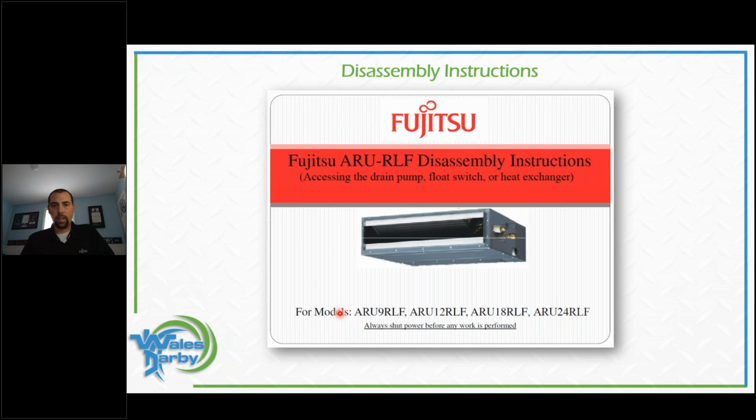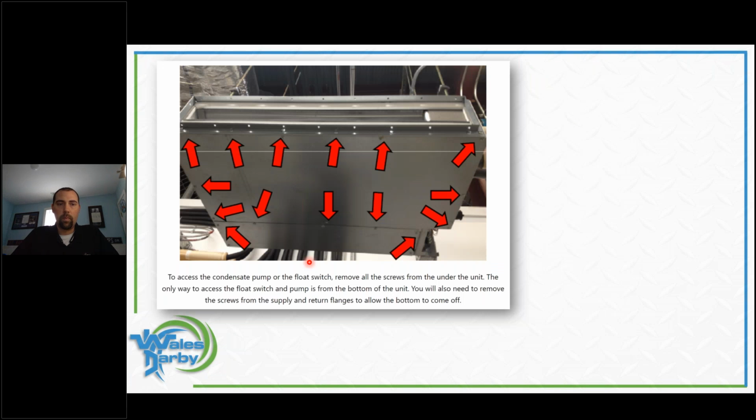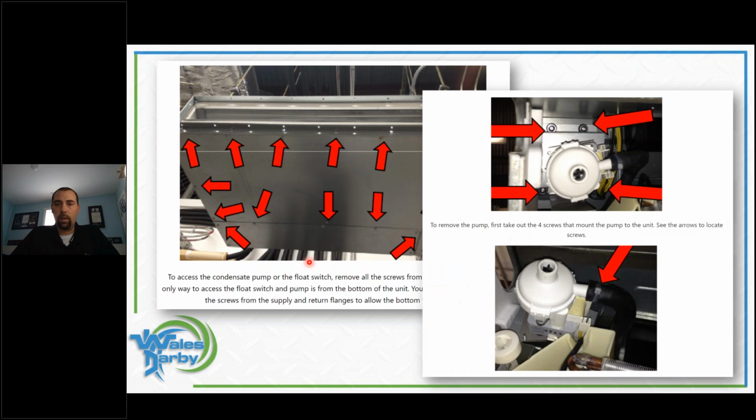Now, this is just a good example of disassembly. Like I said, I'm not familiar with pulling apart these ARU models, right? Not sure how to pull all these screws out to get to that drain pump. Well, this is what's going to help you out immensely. We go through this. What screws do I got to pull off to get to the bottom of the unit? Where are the screws? There are little notes here to remove the pump. First, take out the 4 screws. We've got a little zip tie here with an arrow pointing. We've got to remove that, and then we can get that pump right out of there.